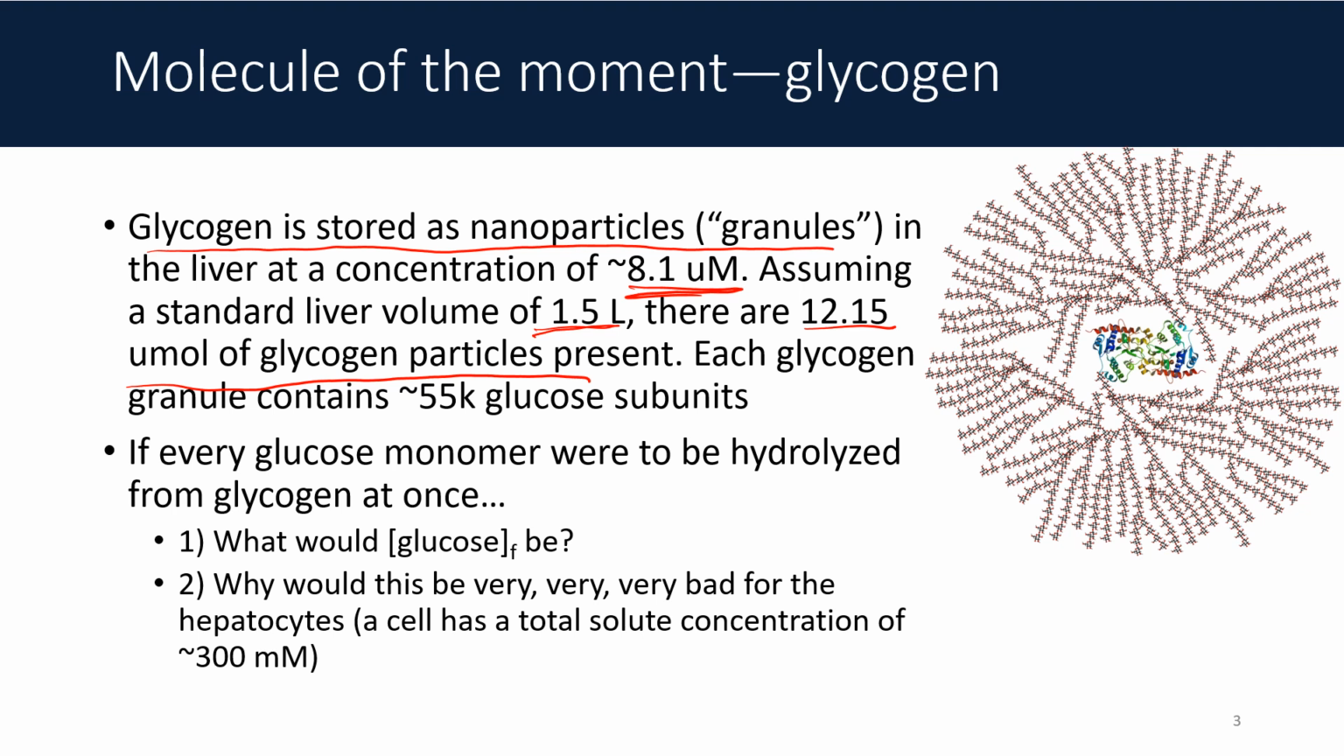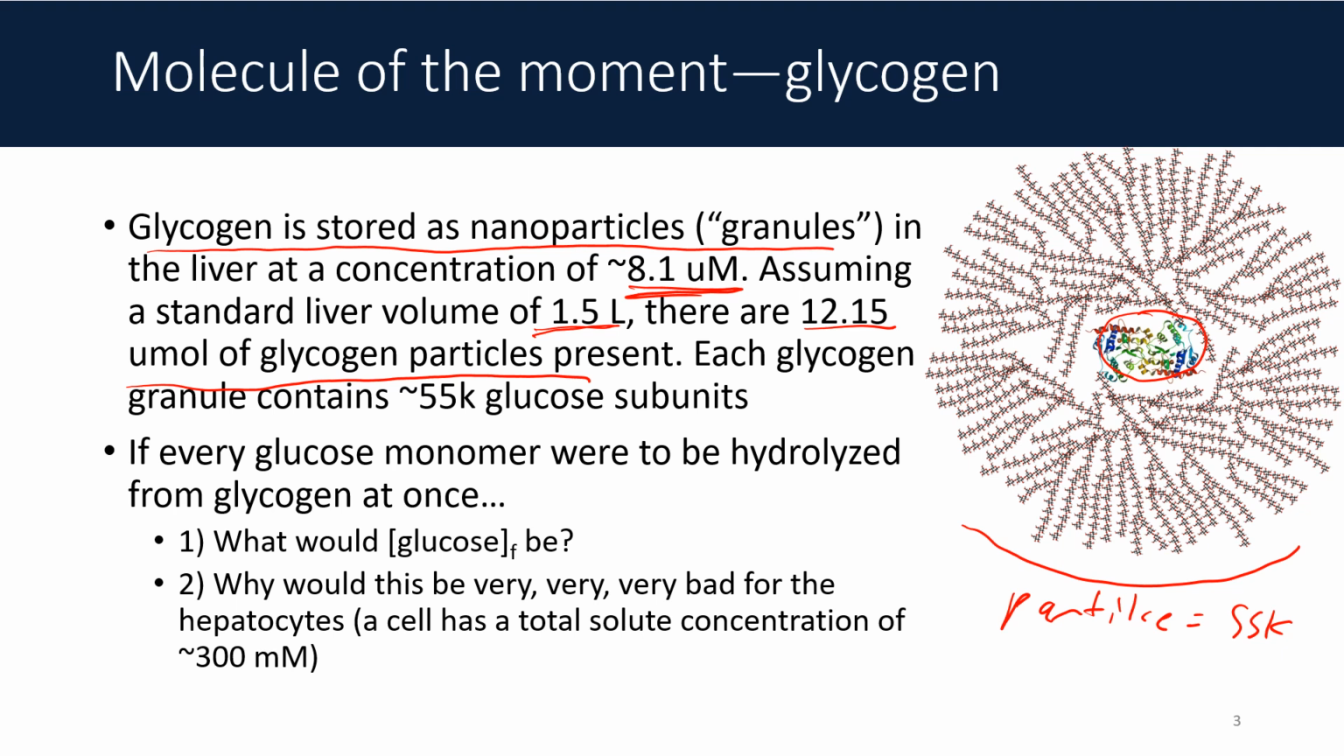And this here is a graphic of a glycogen particle. We have a protein in the core that serves as like a glycogen anchor. And branching off from it, we have these glucose polymers, the glycogen, if you will. Each of these glycogen particles contains about 55K glucose subunits.